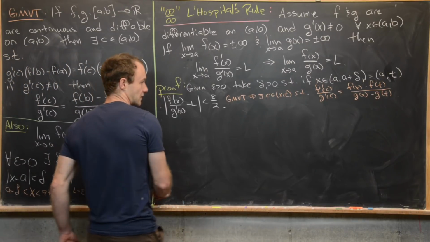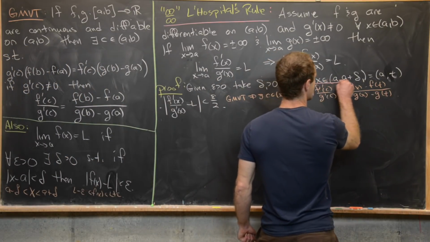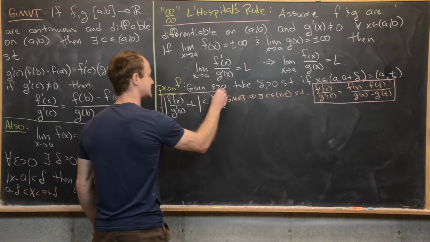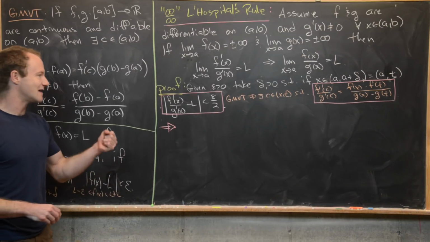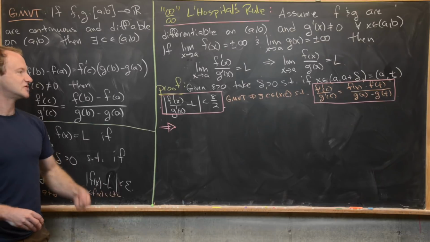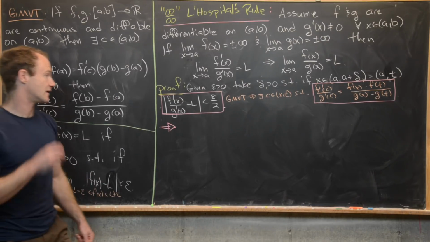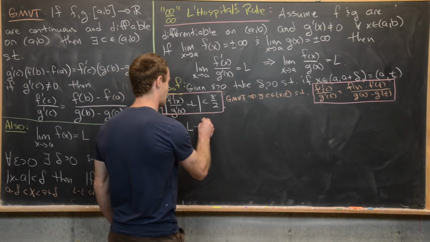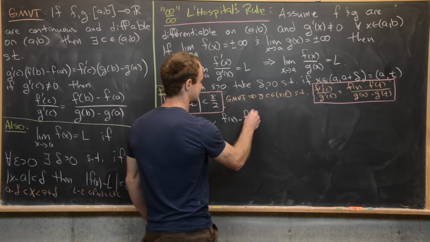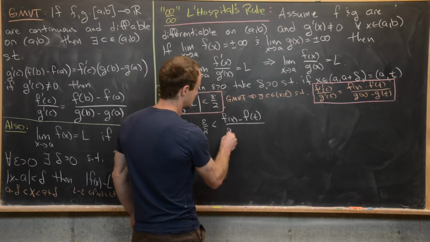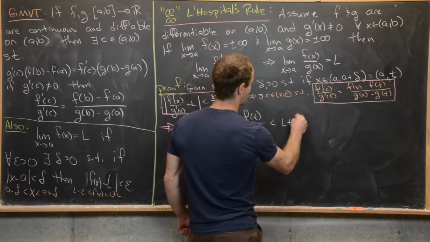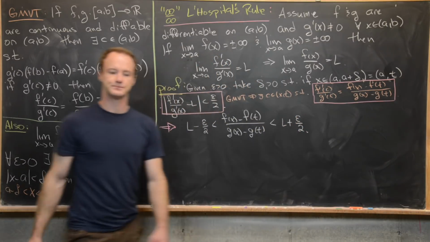So in other words, we're going to take this equation and insert it into this inequality, and simultaneously I'm going to take this absolute value inequality and turn it into a compound inequality. So that's going to give us L minus epsilon over 2 is less than f of x minus f of t over g of x minus g of t, which is less than L plus epsilon over 2.